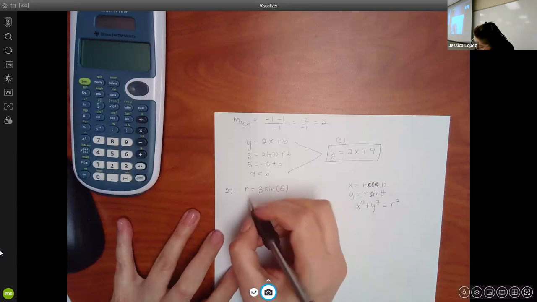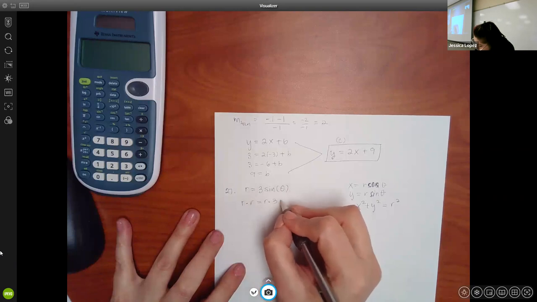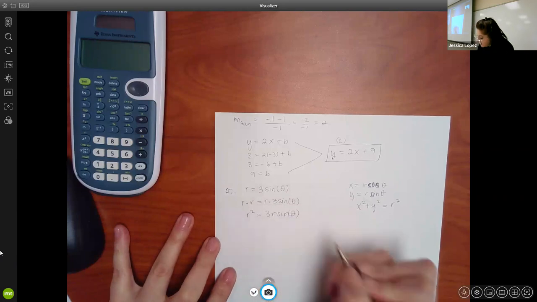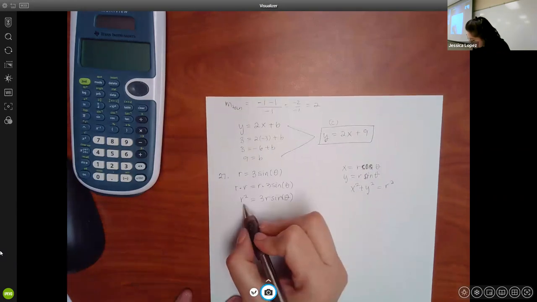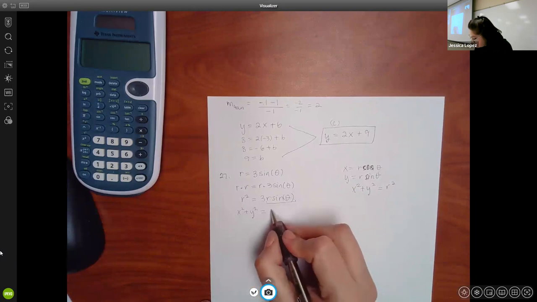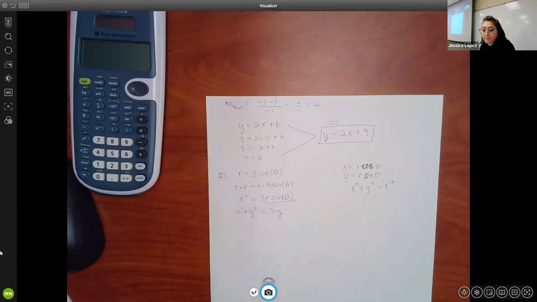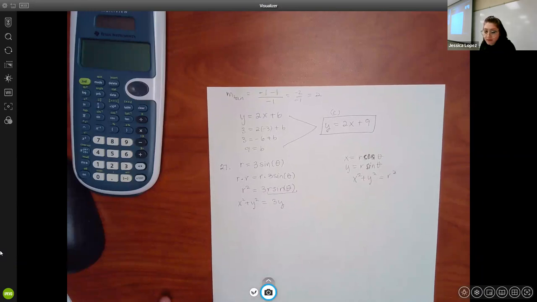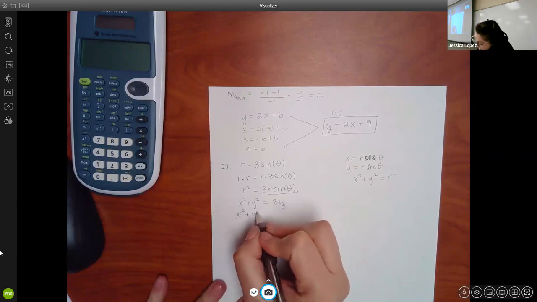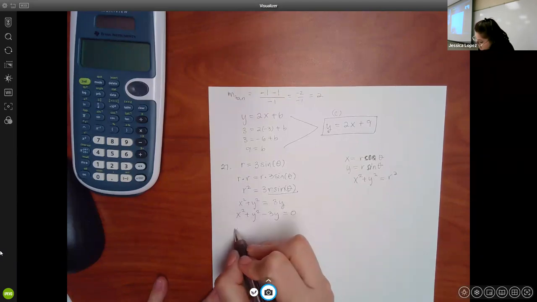So I'm going to actually multiply r on both sides. When I do that, this becomes r squared and this becomes 3r sine theta. Now I can use my conversions. So r squared says it's x squared plus y squared. And then r sine theta is just 3y. And as long as I have x squared plus y squared, this is a circle, but it's going to be a little bit of algebra to remember what is the center and what is the radius of this circle, right? In order for me to graph it. But I do know it's a circle because I have x squared plus y squared. So what we're going to do is move over that 3y. And then we're going to do what's called completing the square.